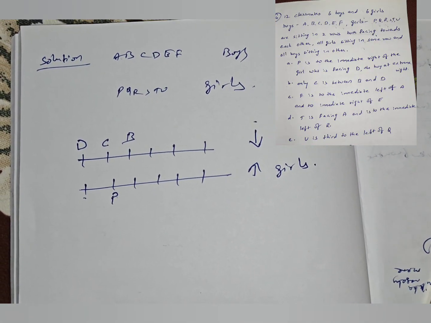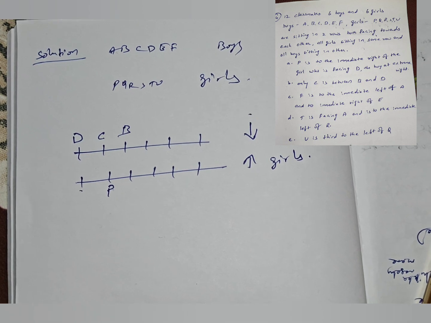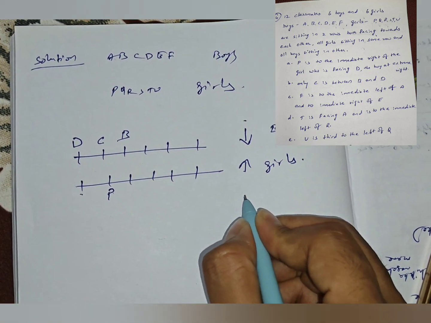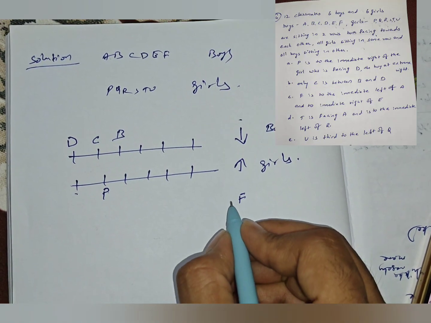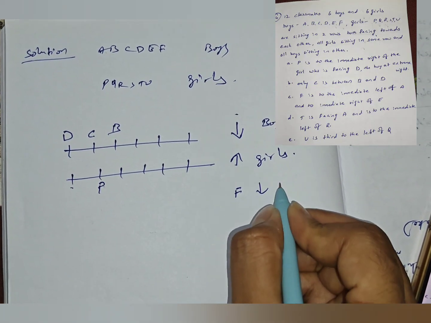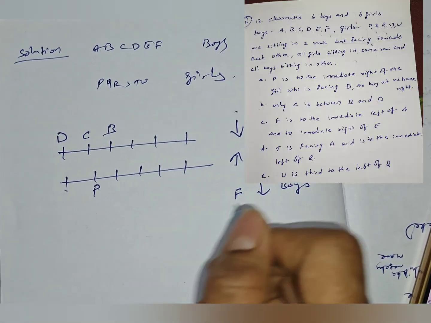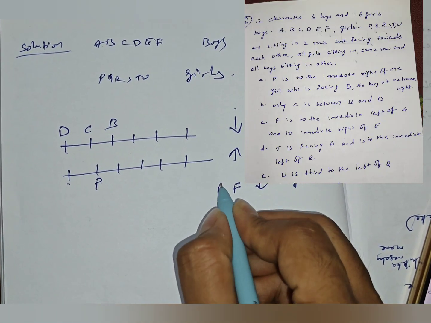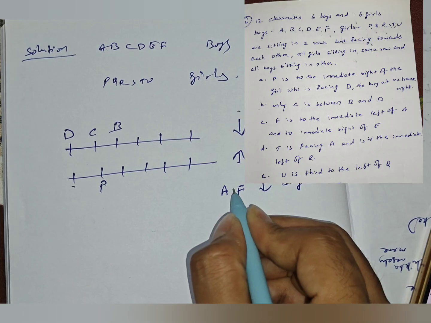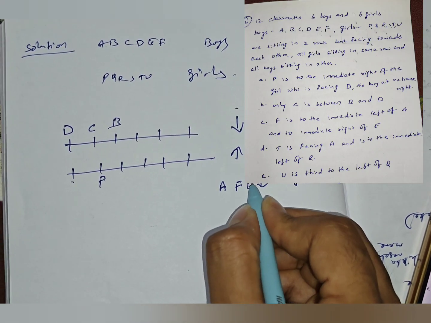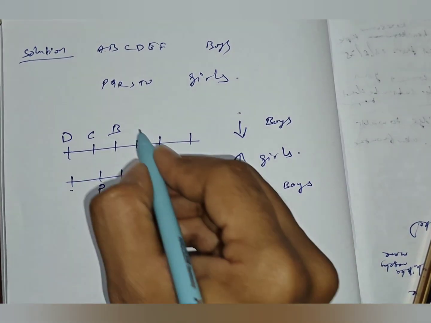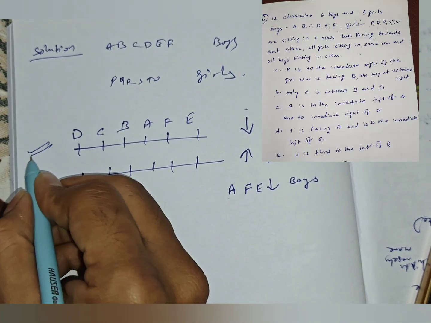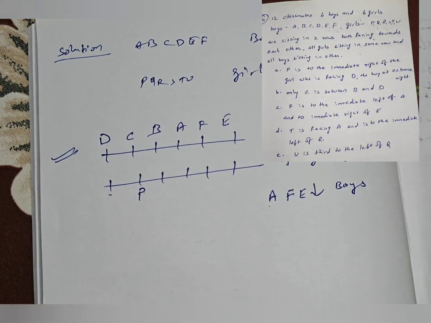F is to the immediate left of A and to the immediate right of E. So if F is here, then the boys are facing this side. Remember, F is to the immediate left of A. That means if A is standing this side, then left of A is F, and E is to the immediate right. So A F E, and the remaining places. So we have now arrived at the boys' arrangement.